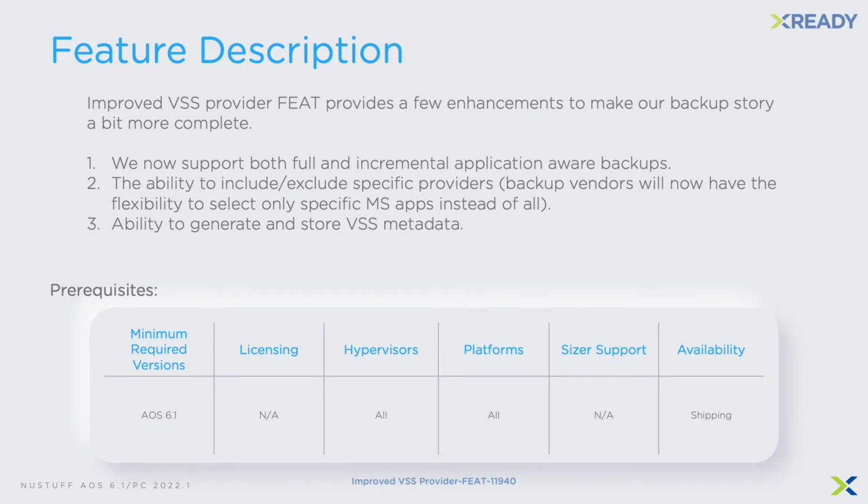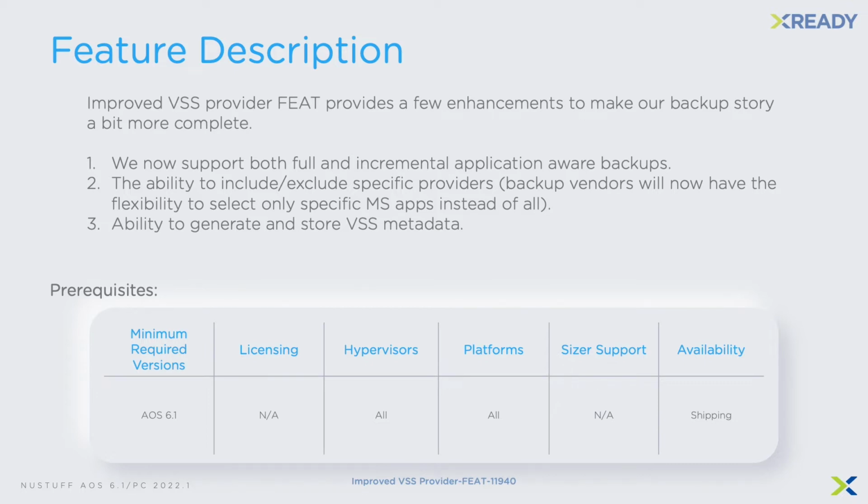We also have the ability to include or exclude specific providers, which basically means that backup software partners can now specify which provider to use based on a given Microsoft application. And lastly, we have the ability to generate and store VSS metadata, which aids in the ability to create application-aware backups and restores, as well as complete them more quickly.